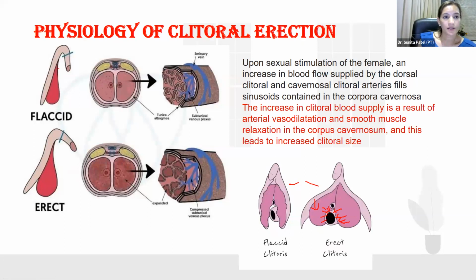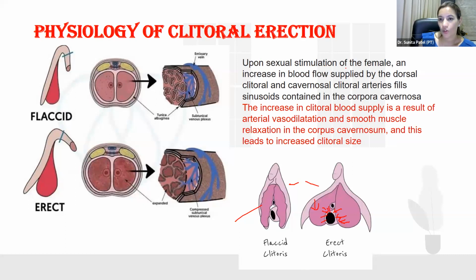And yes, this is also something I want to make you understand: this is a flaccid clitoris and this is the erected clitoris. Okay, so when erection happens, our clitoris looks like that. And when we are not aroused right now, our clitoris is flaccid like this. So, physiology of clitoral erection. What happens during the erection?